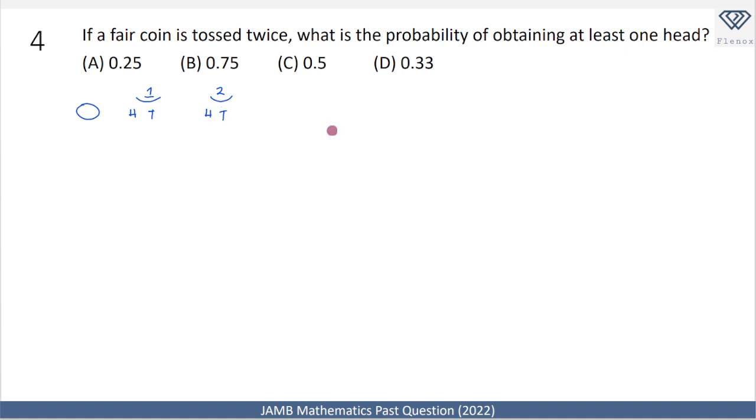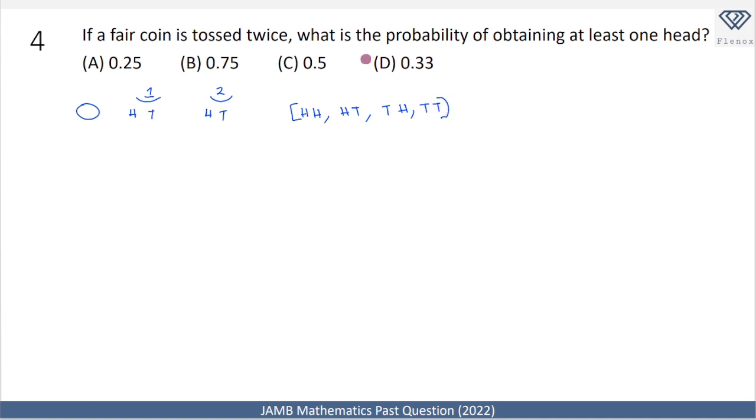So what we're going to do now is try to come up with all the possible combinations that can come up when we throw a fair coin twice. The first combination is that the first time you get a head, and the second time also a head. Another scenario is the first time we get a head and the second time a tail. The third scenario is that the first time we get a tail and the second time a head. And the final scenario is that we get a tail the first time and a tail the second time. So these are the four possible combinations.